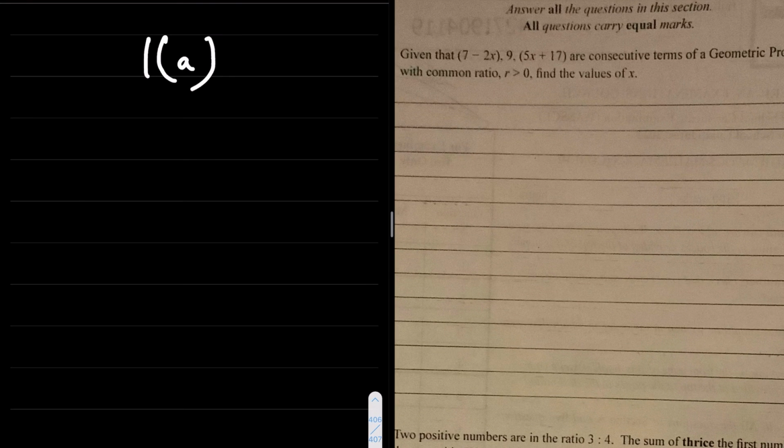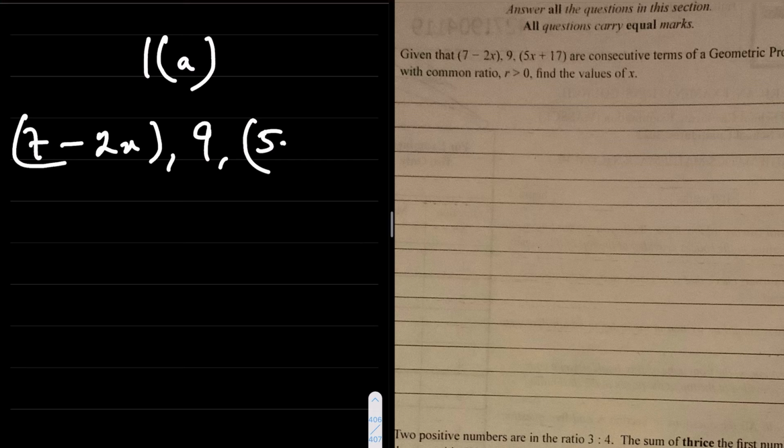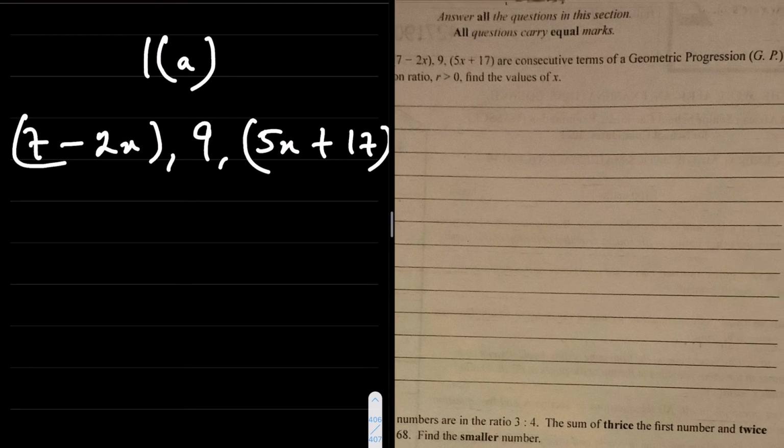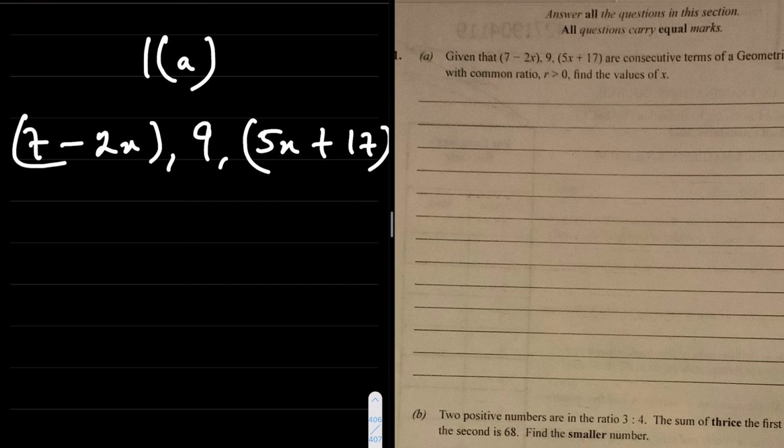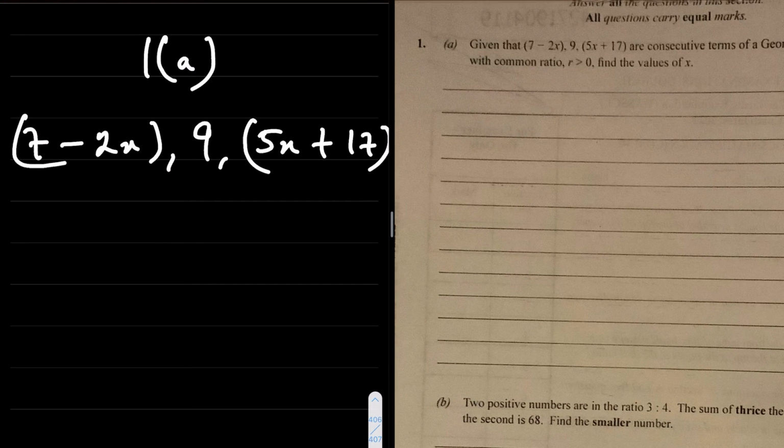Given that 7 minus 2x, 9 and 5x plus 17 are consecutive terms of a geometric progression GP with common ratio r greater than 0. Find the values of x. Okay. If these terms are consecutive terms of a GP, the common ratio r is t2 over t1, which means 9 over 7 minus 2x.